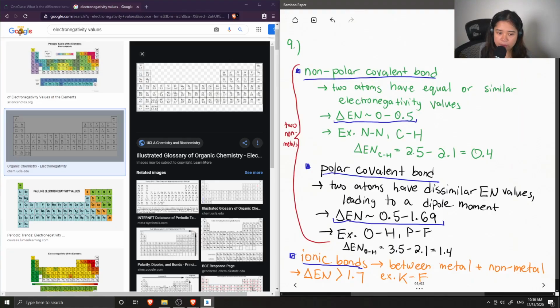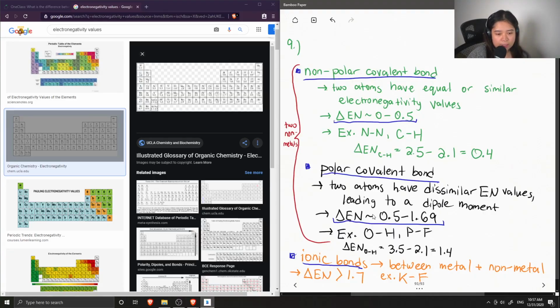So even if we calculated the difference in electronegativity of two nonmetals, and it was greater than 1.69, the fact that it contains two nonmetals already means that it is not an ionic bond. So you need to be careful when you calculate the difference in electronegativity of two atoms, because even if it doesn't lie within this range, it all depends on whether it takes place between two nonmetals or between a metal and a nonmetal. Okay, so that's just a little disclaimer.